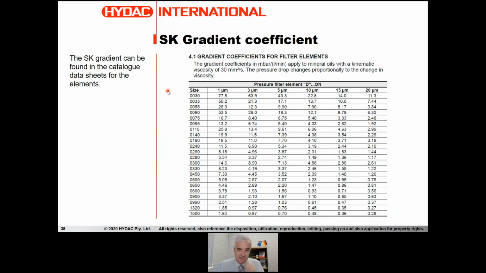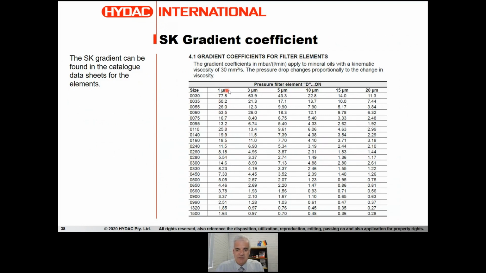So you can see here, this is for a pressure element, a Druch element, Optimicron type. As an example, we have sizes from 30 up to 1500, and we have media from 1, 3, 5, 10, 15, and 20 micron. And you can see that the smaller the filter is with a more tight media, the number will be higher than if you go for a larger filter. As we go down the page here, you can see how the number gets smaller.